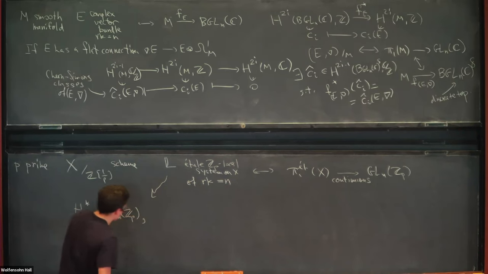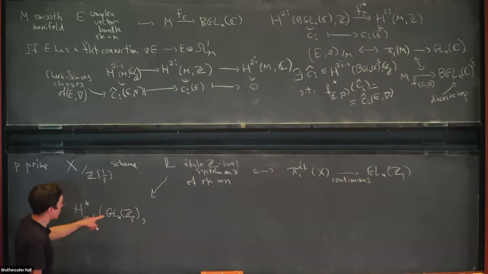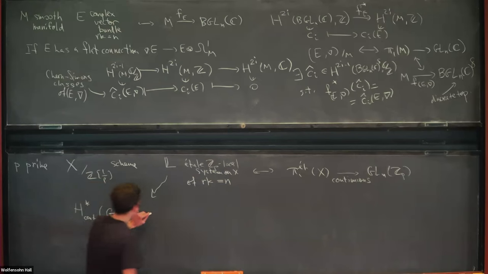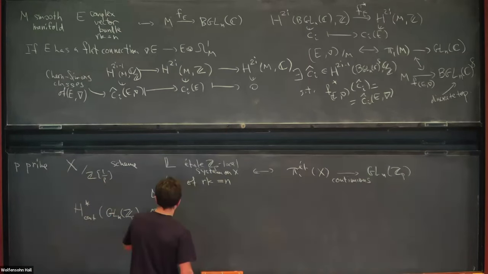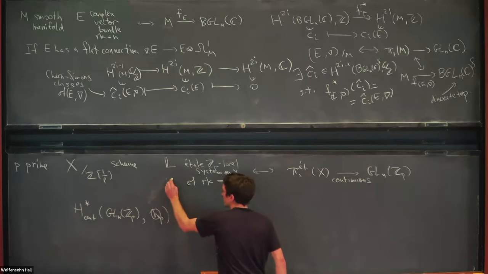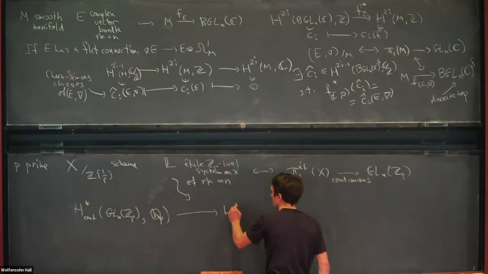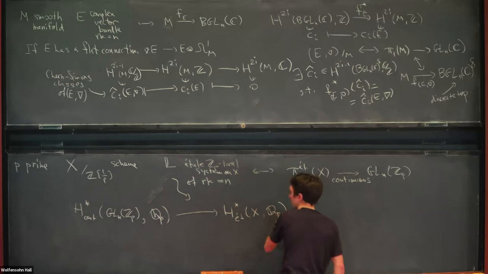And really, so far I could take as coefficients really anything, but it's most interesting when my coefficients involve the same prime as this prime p. So let me assume that my coefficients are K_p. And so from this local system, I get a natural map to étale cohomology of my scheme with K_p coefficients.